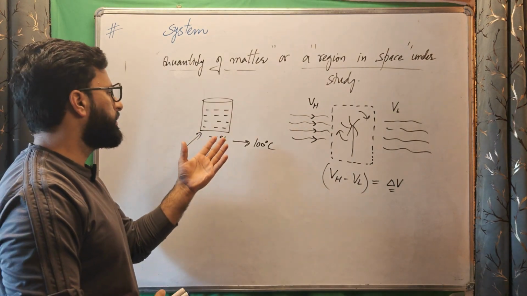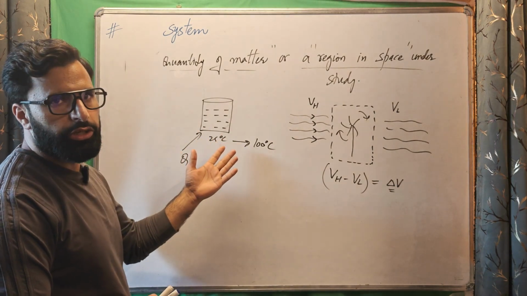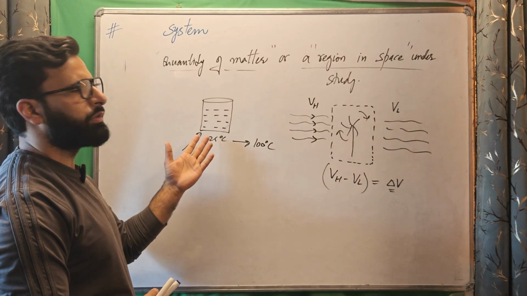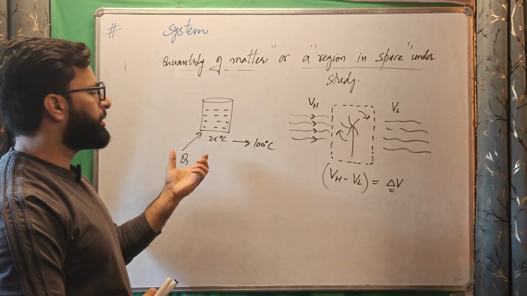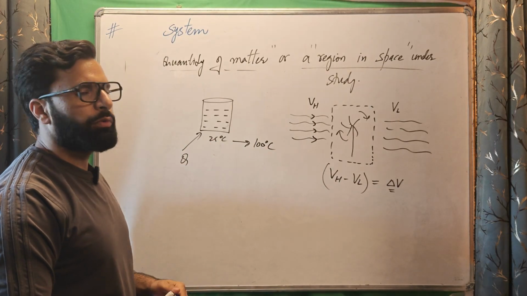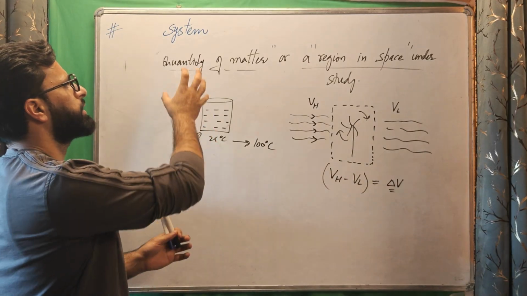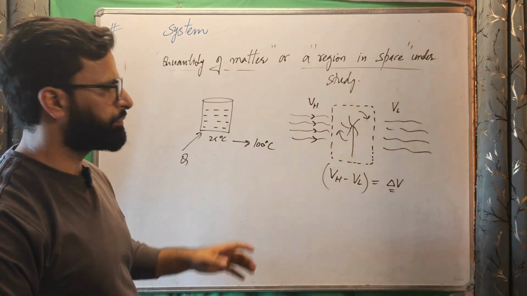For example, one kind of study we can do is, it's at 25 degrees Celsius. We want to study how much heat can be transferred so that the temperature goes from 25 degrees Celsius to 100 degrees Celsius. So this is a fixed quantity of matter being studied. So this is a system.